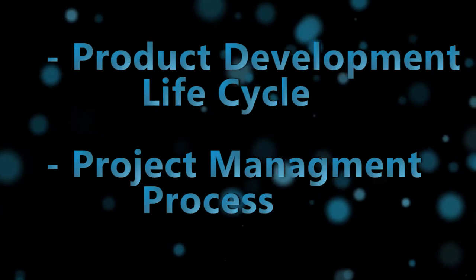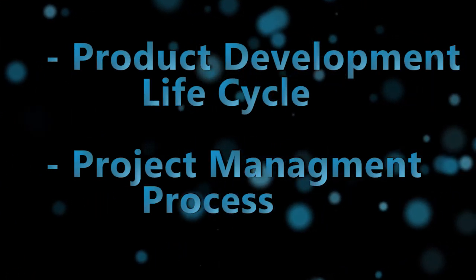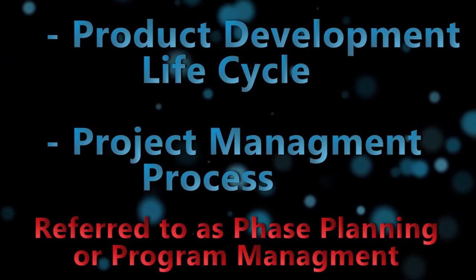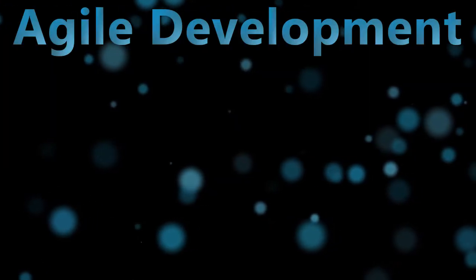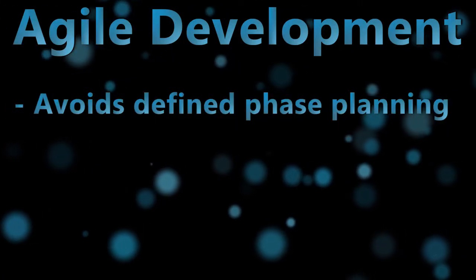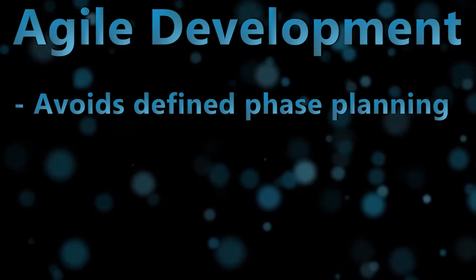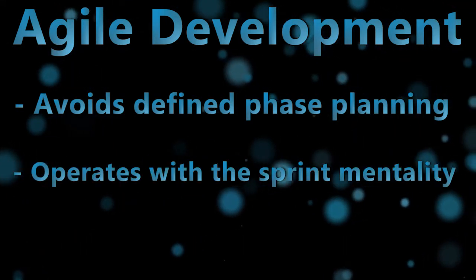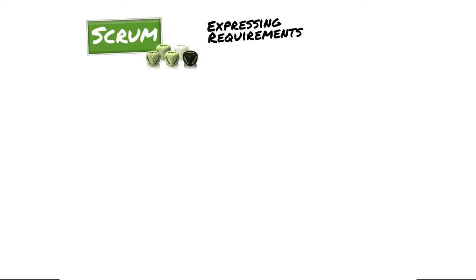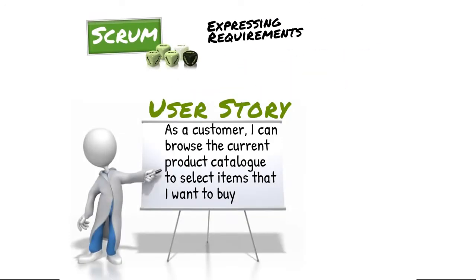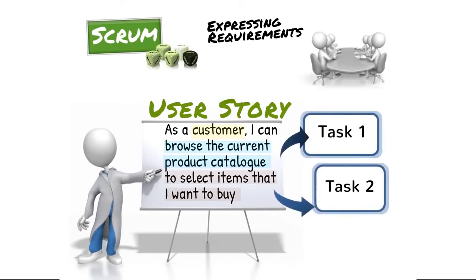The Agile environment utilizes both the product development lifecycle and the project management process. These phases in those examples are referred to as phase planning or program management, but in Agile they are refined. Agile development avoids the defined phase planning that existed in a waterfall approach and instead operates with a sprint mentality, in which all of the phase concepts are implemented per functionality grouping. The Agile philosophy encourages the grouping of requirements based on business value priorities to the customer and a logical separation of deliverables. This results in manageable user expectations.